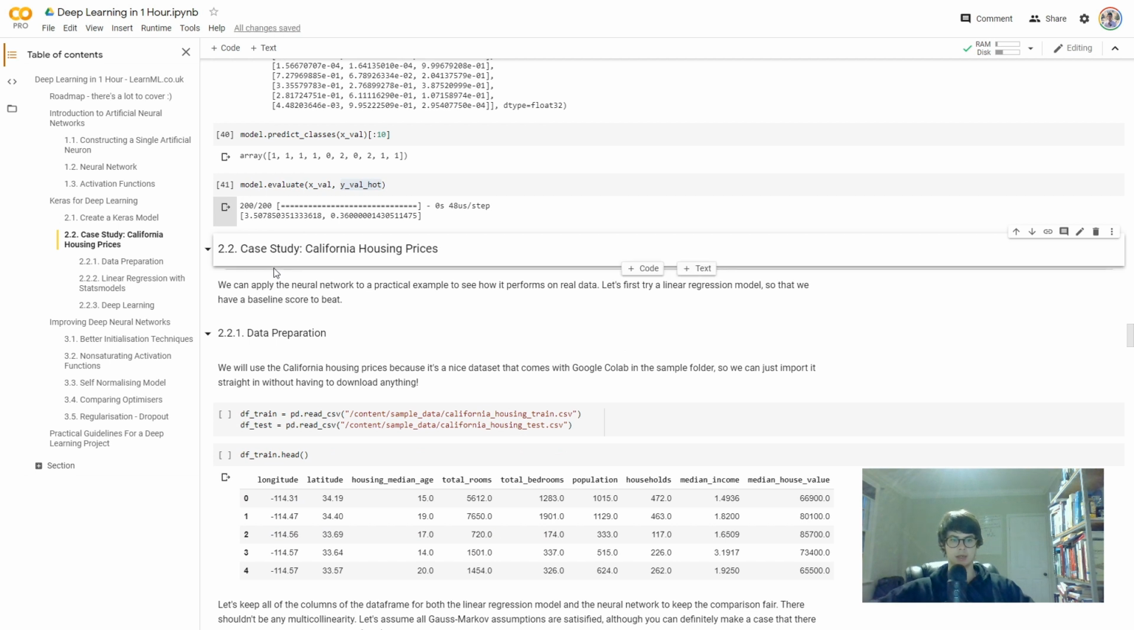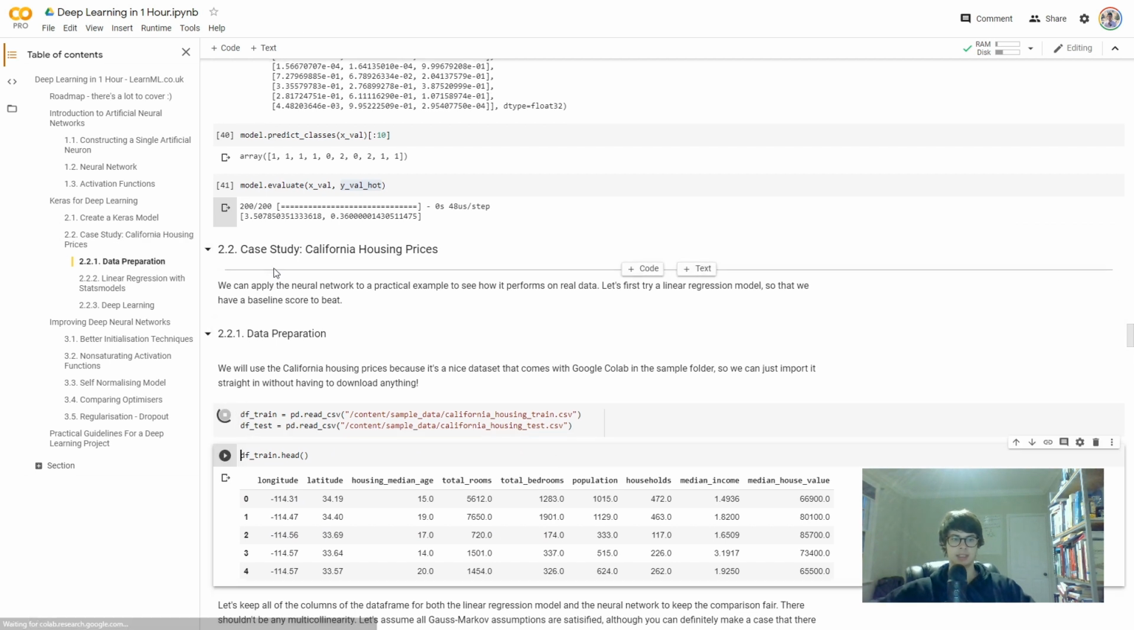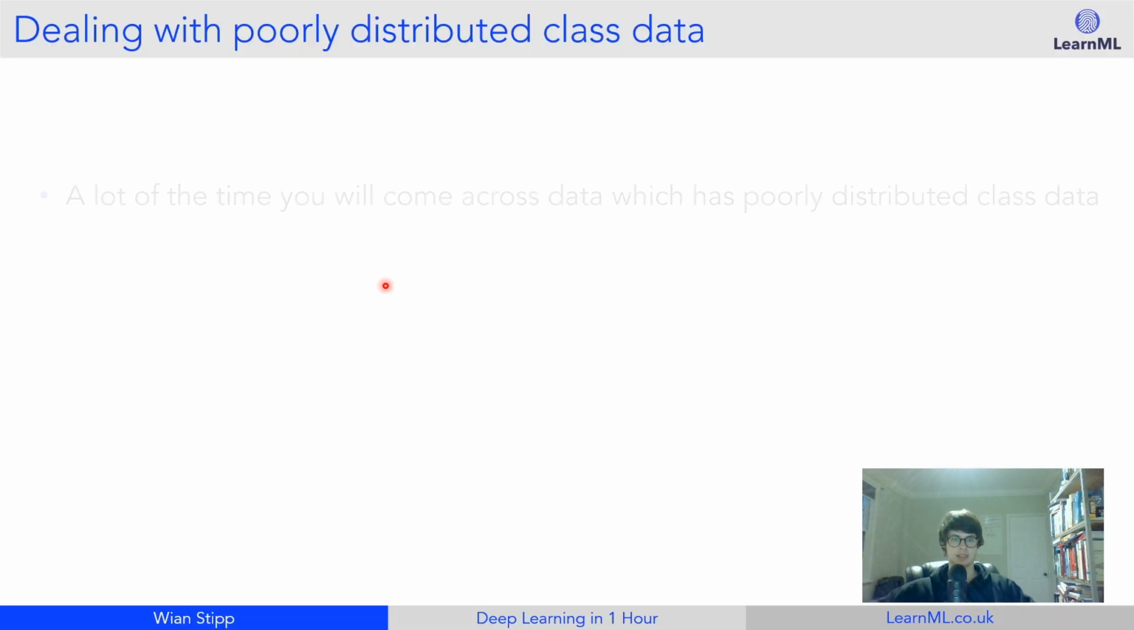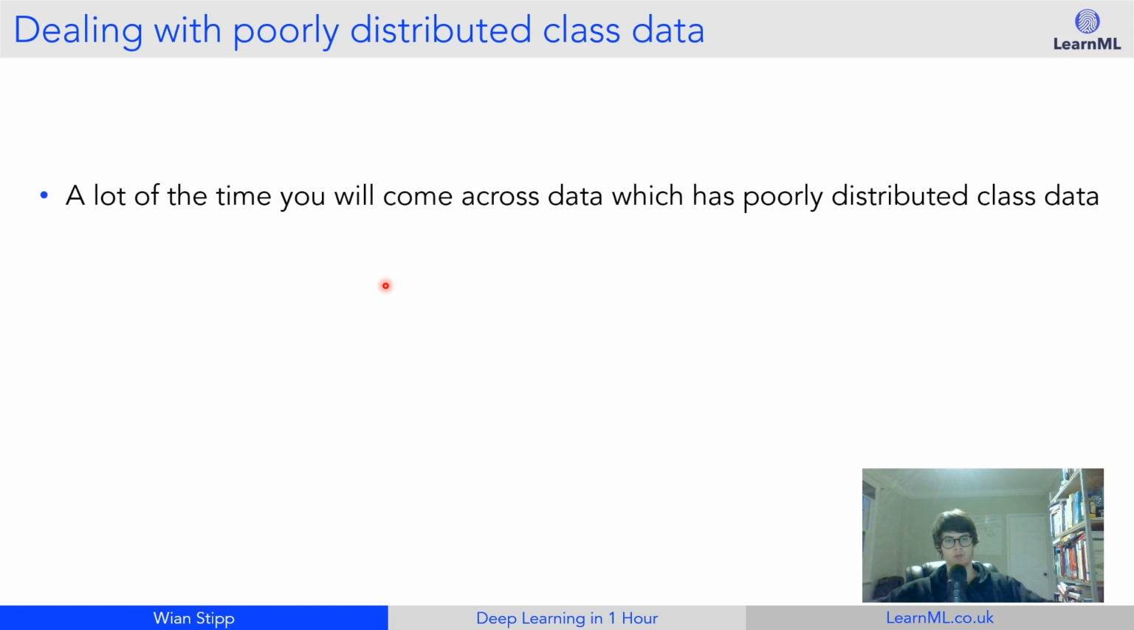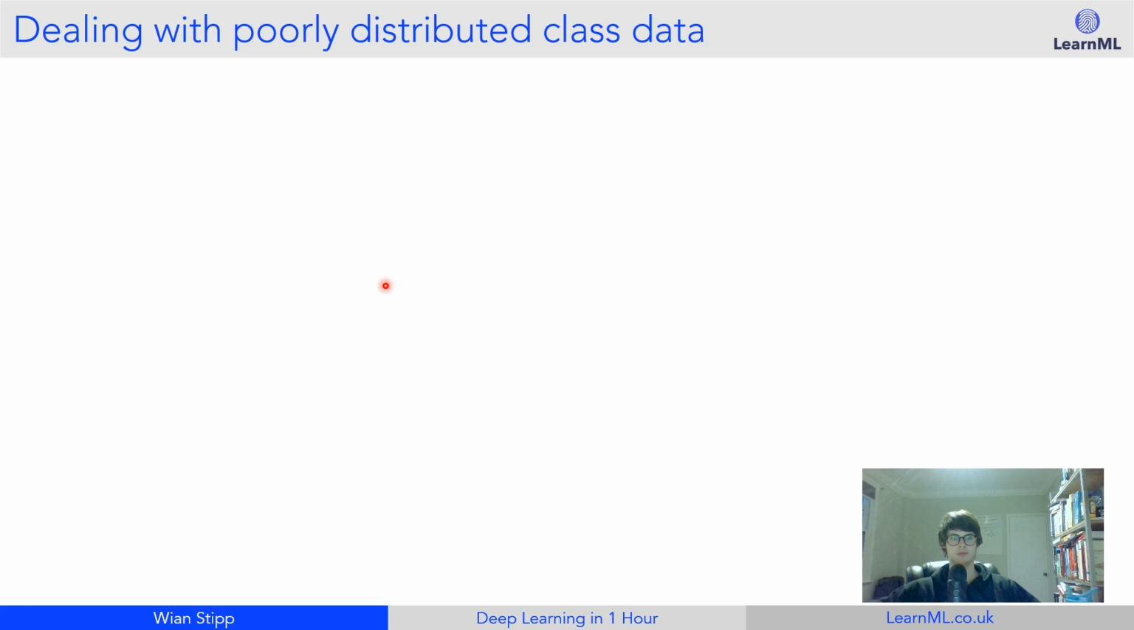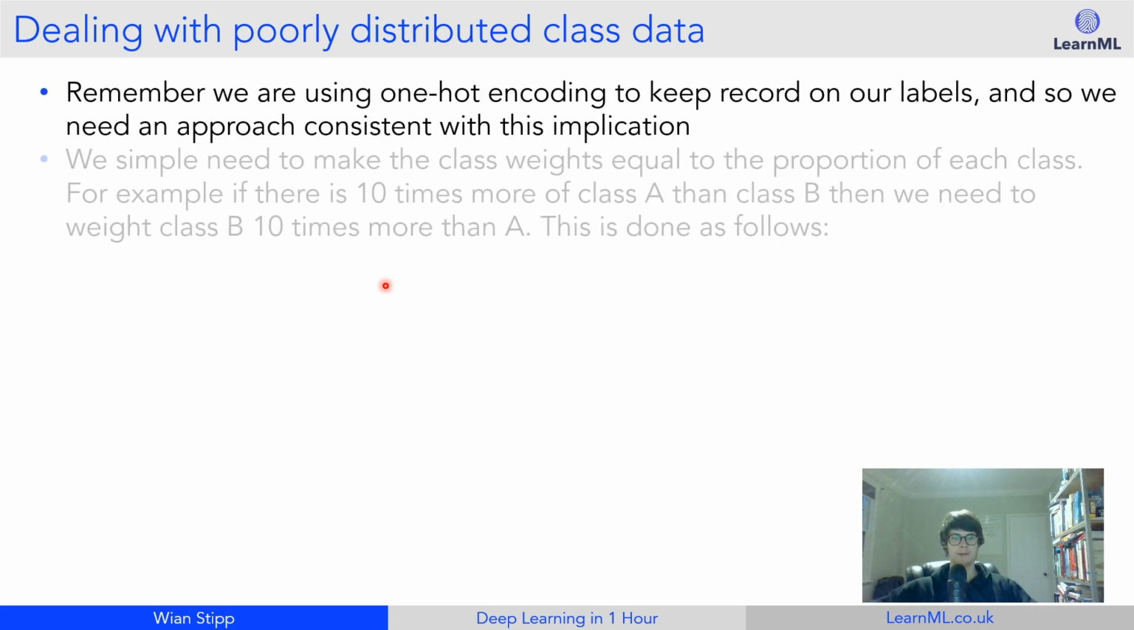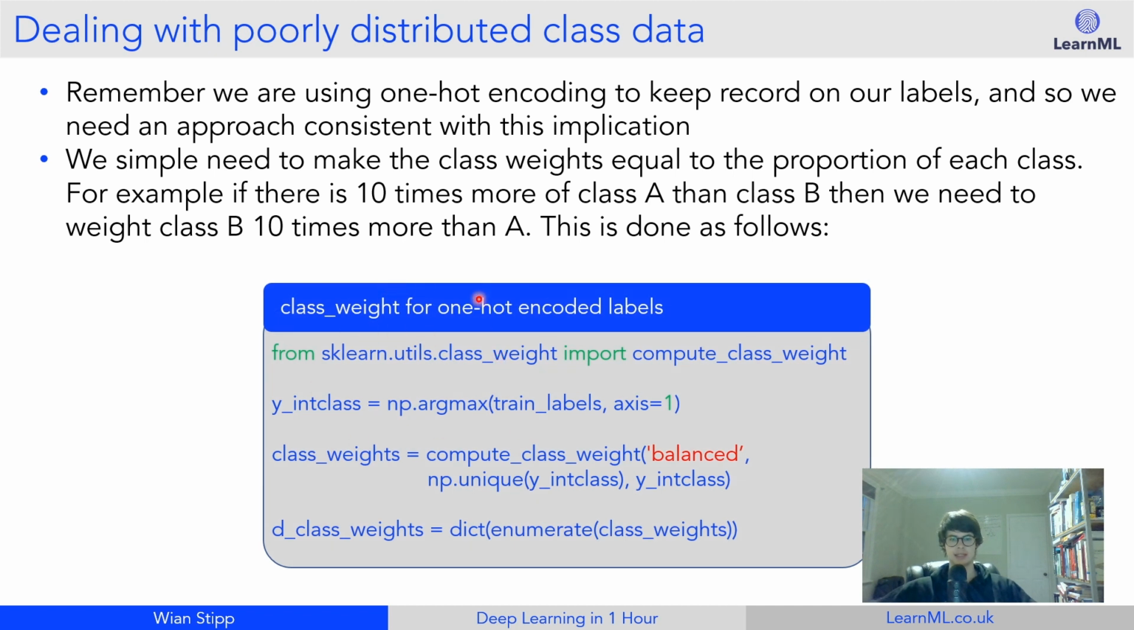Okay, now we can have a little case study. Let me first see if there's anything that I'm missing here. Maybe I'll just go over some important slides. Often you'll deal with poorly distributed class data. And this is a way to fix it.